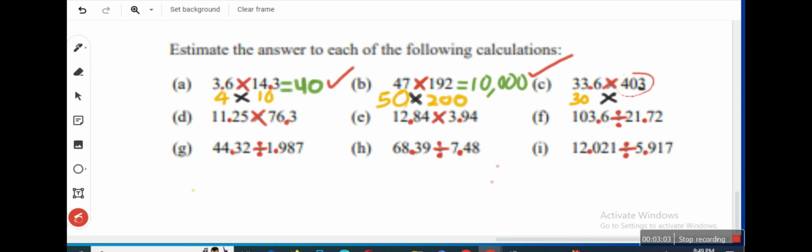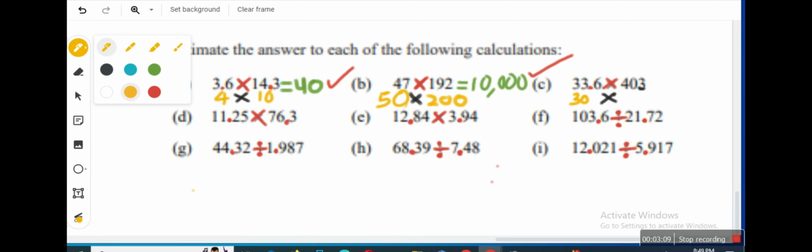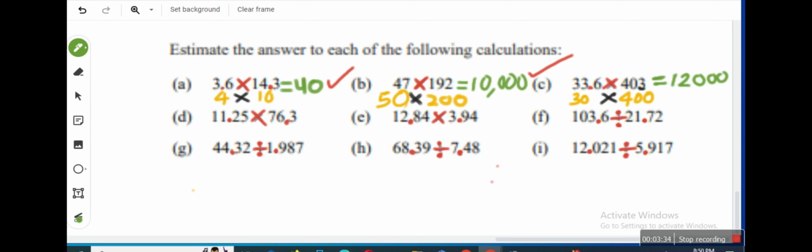It will still be 4. It will still be 400. Okay, so the answer will now be what? 120,000 something. No, I think 1, 2, because 3 times 4 is 12. Then you have 0, 0, 0. Okay. 12,000. Yeah. 12,000. Okay. Let's go to D.